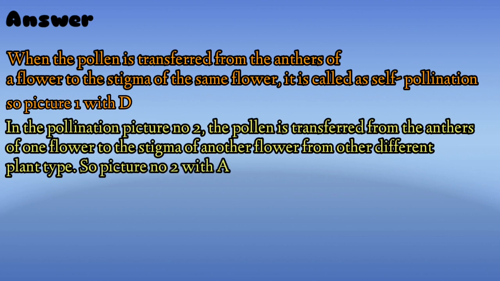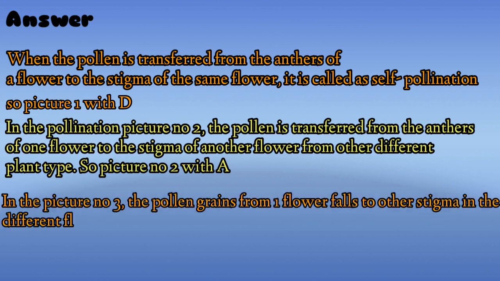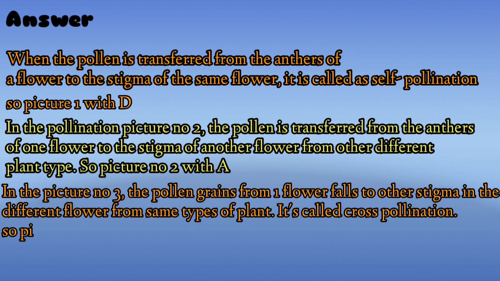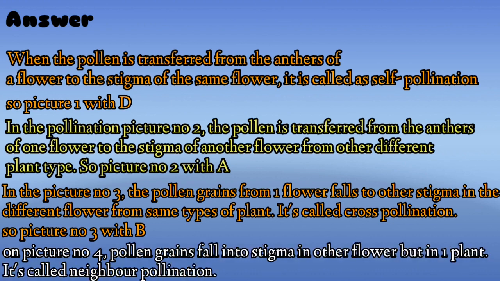In the pollination picture number 2, the pollen is transferred from the anthers of one flower to the stigma of another flower from a different plant type. So picture number 2 with A. In picture number 3, the pollen grains from one flower fall onto the stigma in a different flower from the same type of plant. It is called cross-pollination. So picture number 3 with B. On picture number 4, pollen grain falls onto the stigma in another flower but in one plant. So the answer is C.